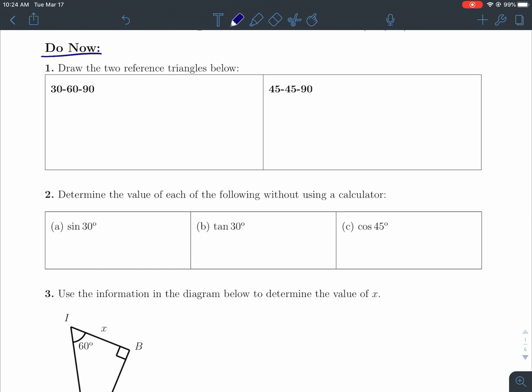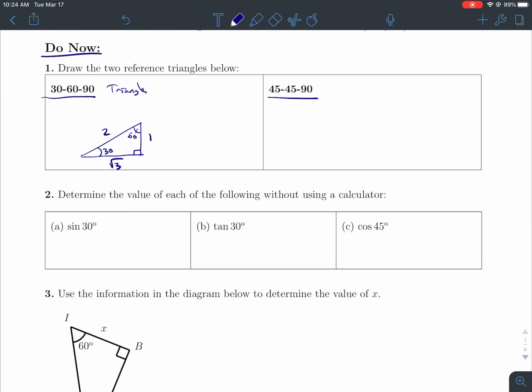Okay, so now that it's time to review the do now, let's draw the two reference triangles below. The 30, 60, 90 triangle, these are going to be your angles. So we draw a triangle with a 30-degree angle, a 60-degree angle, and a 90-degree angle. And now the sides are 1, 2, square root of 3. Instead of 1, 2, 3, it's 1, 2, square root of 3.